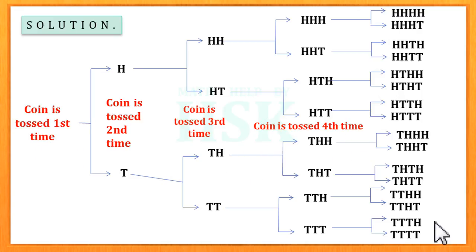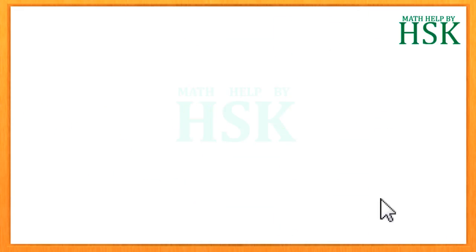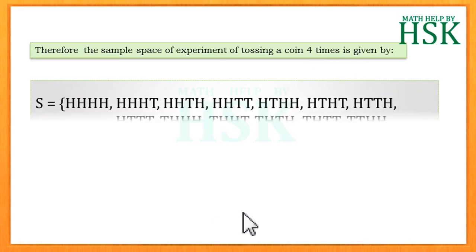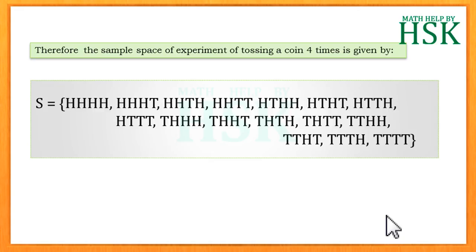So in this way we can represent the sample space of tossing of 4 coins by a tree diagram. Therefore we can represent the sample space S of the experiment of tossing the coin 4 times as shown, which is the required answer.